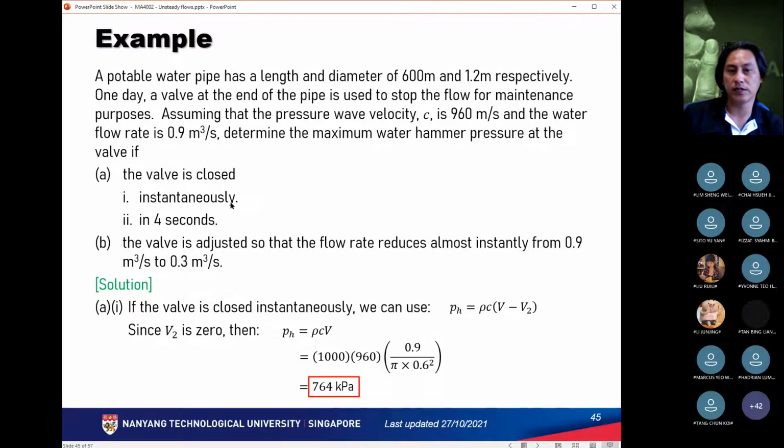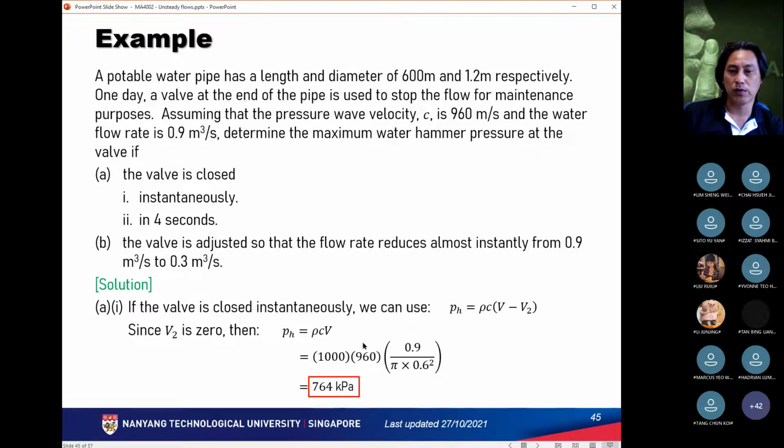between the initial velocity and the final velocity. If the valve is closed instantaneously, the final velocity must be zero. So this formula can be further simplified to pH equals rho C V, where V is the velocity associated with the original flow rate. For water, we can assume rho to be 1,000 kg per meter cube. C is given as 960 meters per second. As for velocity V, I'm quite sure you know how to calculate it from the flow rate and cross-sectional area of the water pipe. We are given the diameter, so it should be quite straightforward.